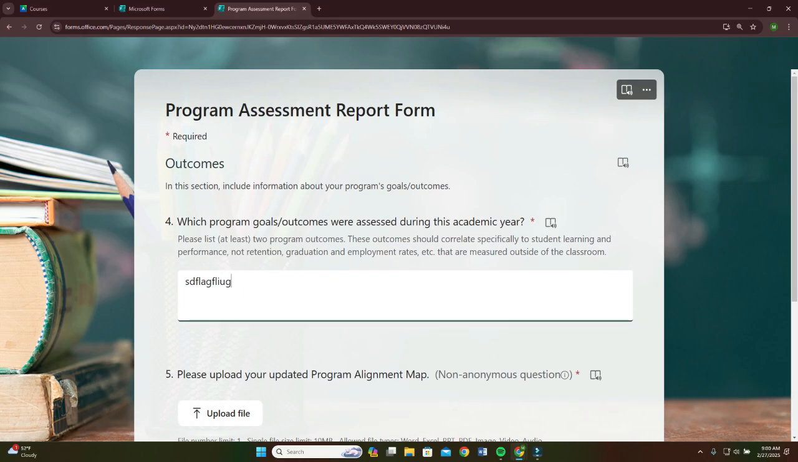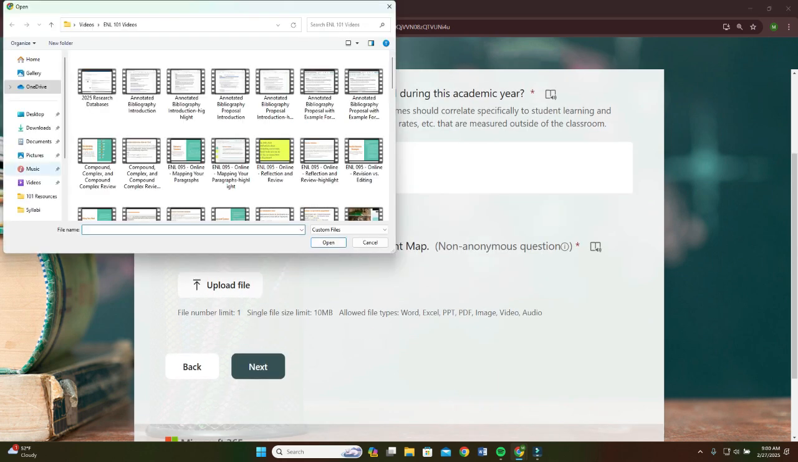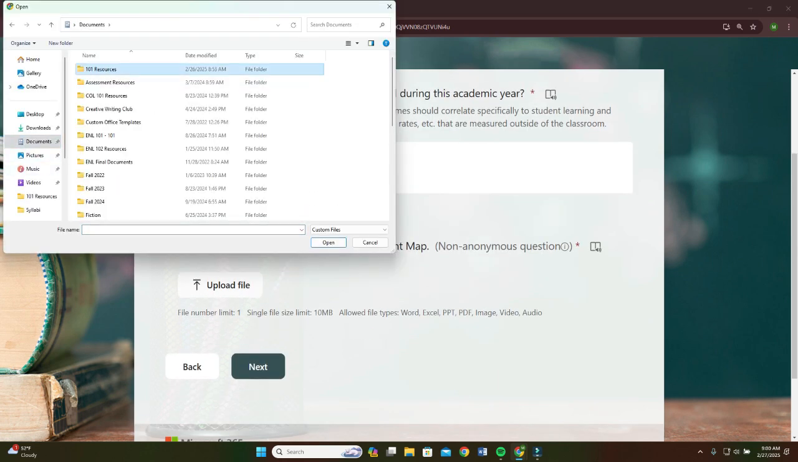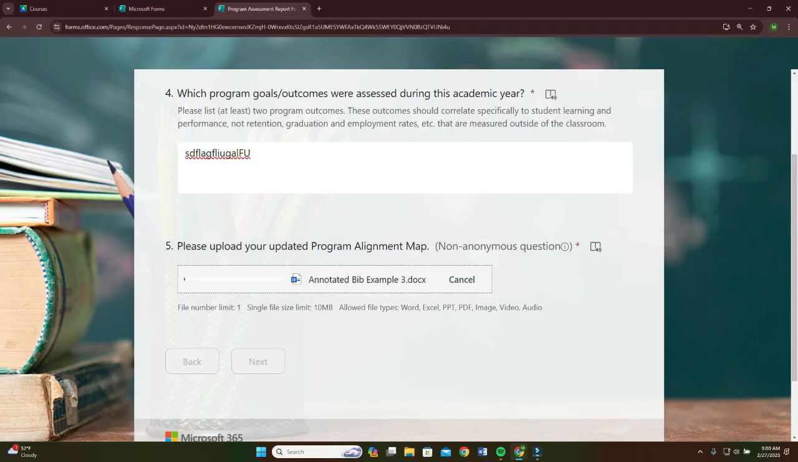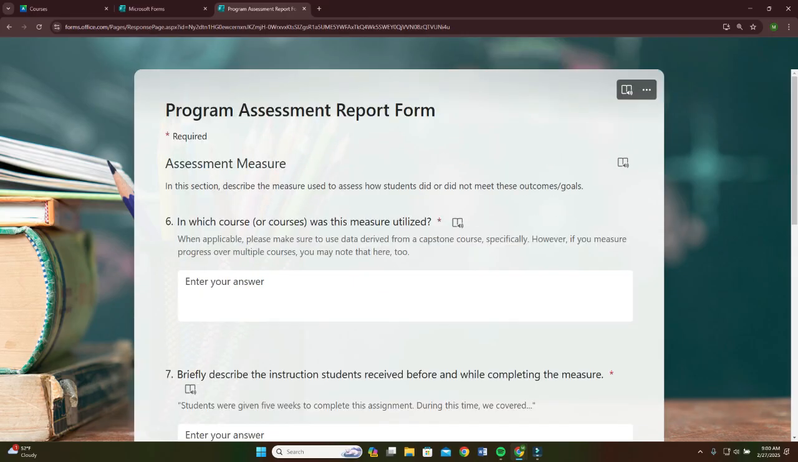So we'll go ahead and add in our gibberish, and we'll upload a file, any file. You can see that I was putting in videos earlier. All right, so we've got our file here. Now we can hit next.